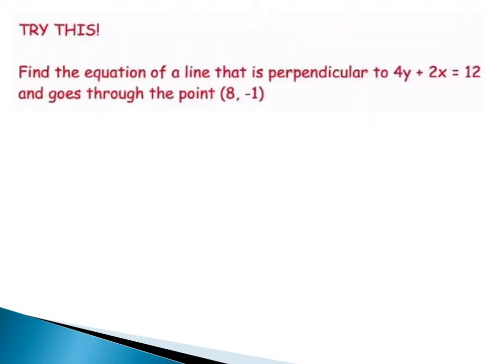All right, now I want you to pause the video, give this a shot. This is going to be very similar to example 2 if you need to go back and look. But I want you to write the equation of a line that is perpendicular to 4y plus 2x equals 12 and goes through the point of 8, -1. I'll give you a hint: remember, you need to write this in slope-intercept form. So if it's not, you must make it look like that. So give it a good pause, try it, and see what you can do.